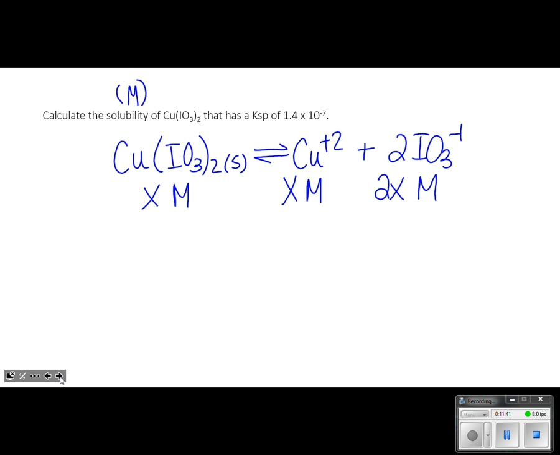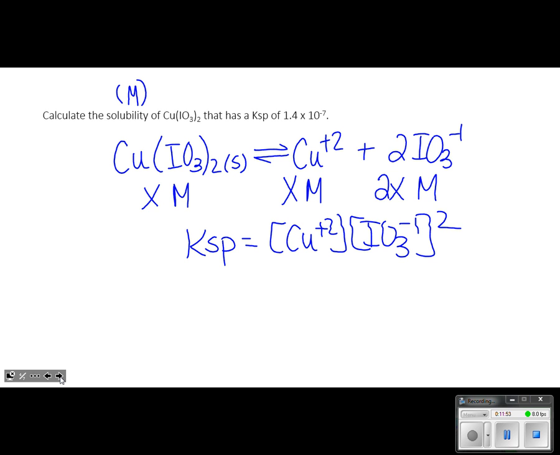Now, no problem is complete without our equilibrium expression. We have our copper, and we have our iodate. Remember to square the iodate from our coefficient up in our balanced equation. We do know our KSP this time. It's 1.4 times 10 to the negative 7th. We know copper is x, and we know iodate is 2x.